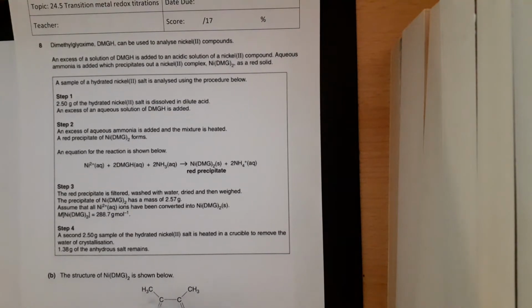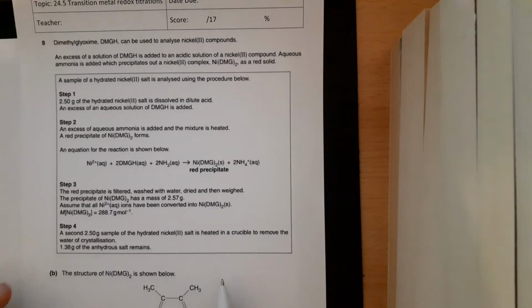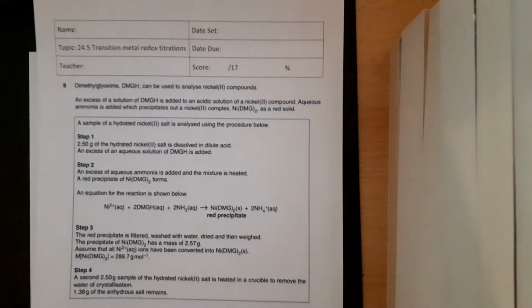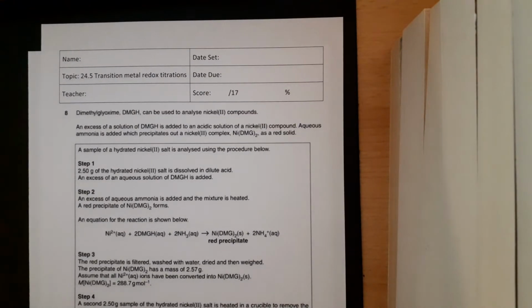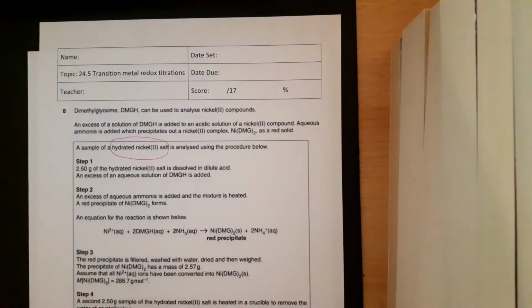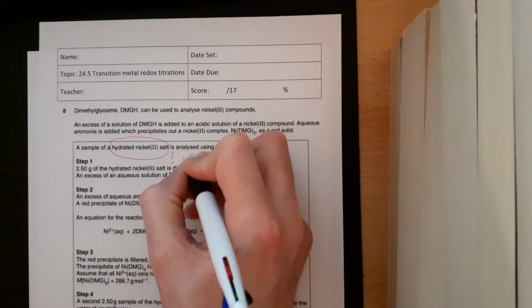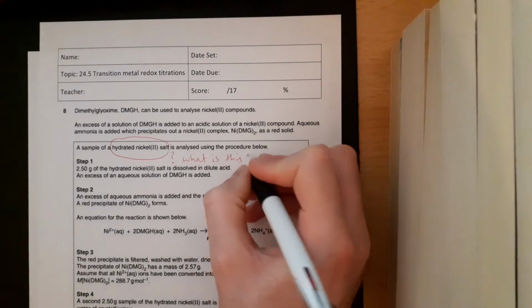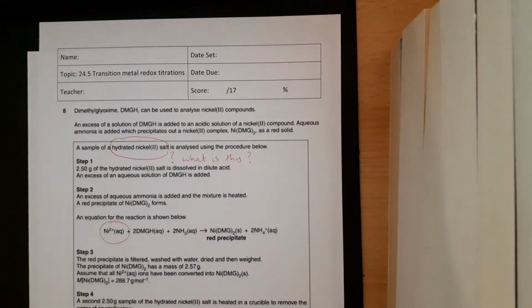Here's the structure of this weird looking thing, which hopefully we're not actually going to need to know because they've given us the formula mass anyway, so we don't have to work that out. That just seems to be for information's sake. What they actually want us to do is to determine a possible formula of the hydrated nickel 2 salt that we started with. And this is a 7-mark question. So we're trying to work out what this hydrated nickel 2 salt is, and that is where your nickel ions come from here.